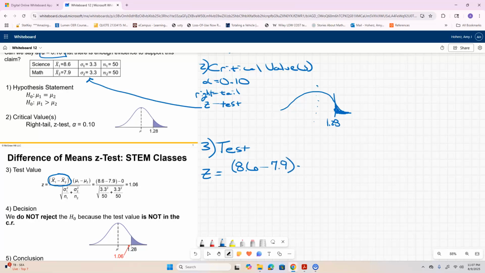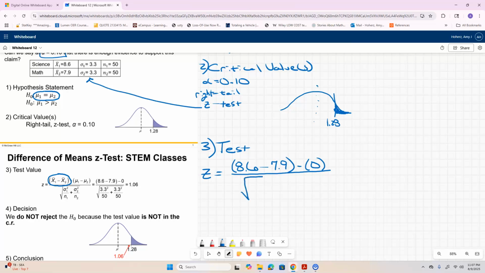And then an interesting thing happens here with the next part. Mu1 and mu2 were assumed to be the same. Remember, our hypothesis statement was that mu1 and mu2 will be equal. Well, if they're the same, then mu1 minus mu2 is going to be 0. We don't even know the values for them, but we know it's going to be 0 because we assumed they were the same, and anything minus itself is going to be 0.